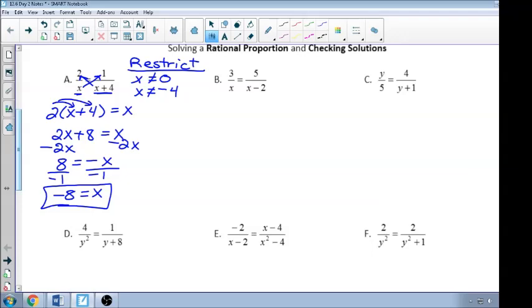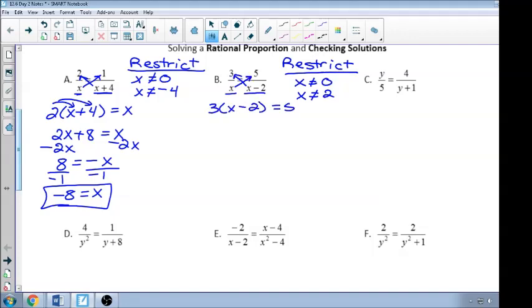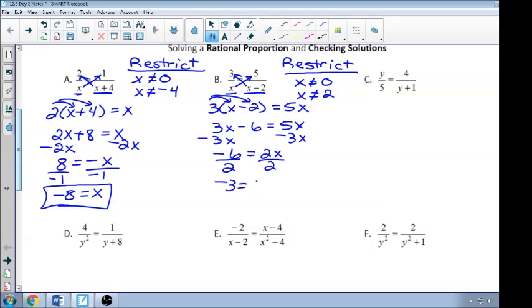Okay. On to B. What are my restrictions? So my first restriction comes from that. x cannot equal 0. My second restriction comes from here. x cannot equal 2. I'm going to cross multiply again. So I have 3 times x minus 2 equals 5x. I'm going to distribute the 3, so 3x minus 6 equals 5x. Subtract the 3x from both sides. Negative 6 equals 2x, and I can divide by 2. So negative 3 equals x. Since that is not one of my restrictions, it will work.